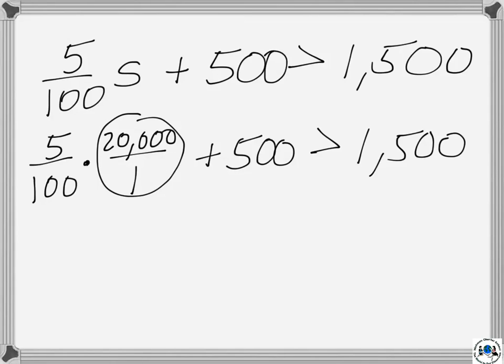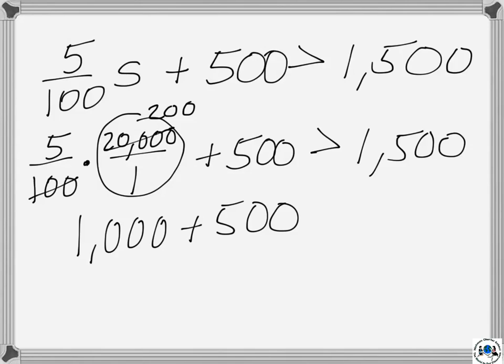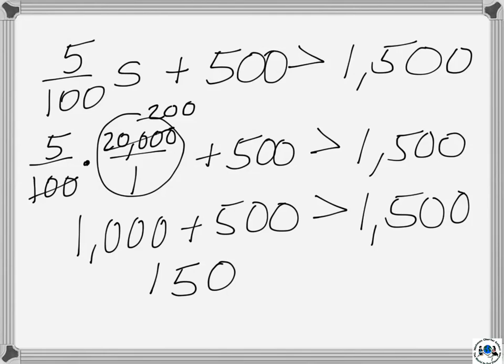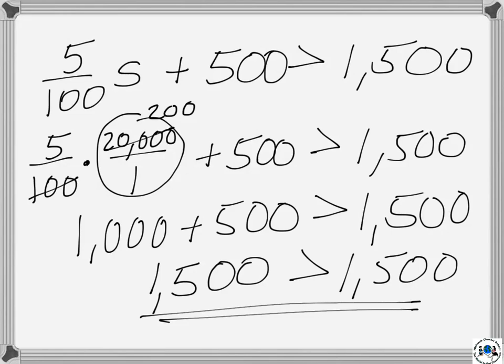Okay, so yeah, 5 over 100 times 20,000. Okay, we can do it this way. That's 200. And so that's what is that? 1,000? Yep, 1,000 plus 1,500 plus 500 is greater than 1,500. Okay, and let's see, 5%. That's 1,500. It's greater than 1,500. Okay, and that's actually not true, huh?